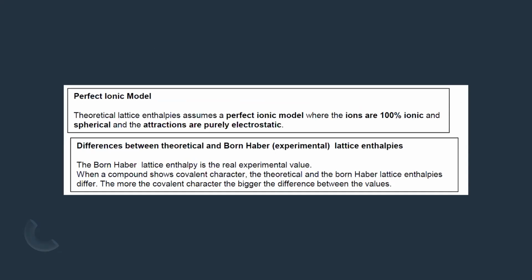And why is there a difference between the theoretical and the Born-Haber values? Because theoretically we consider ions to be perfect spheres, but practically that does not happen. There is a distortion or polarization of the negative ion, and due to this distortion the lattice energy increases as the ions come much closer to each other. So Born-Haber or experimental values are always higher as compared to theoretical.